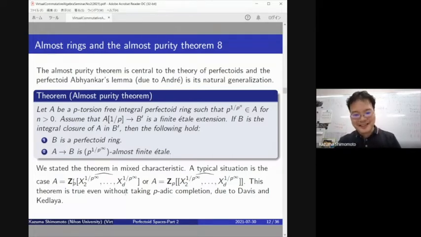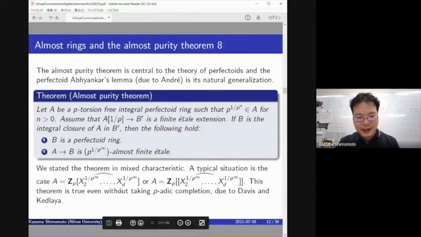Sorry, there are just lots of typos in my slides. So I have to adjoin p-power roots of p on both sides. Otherwise, it doesn't make sense. By the way, why do we have to take p-adic completion? Actually, there's a version of the almost purity theorem due to Davis and Kedlaya, where they don't take p-adic completion.